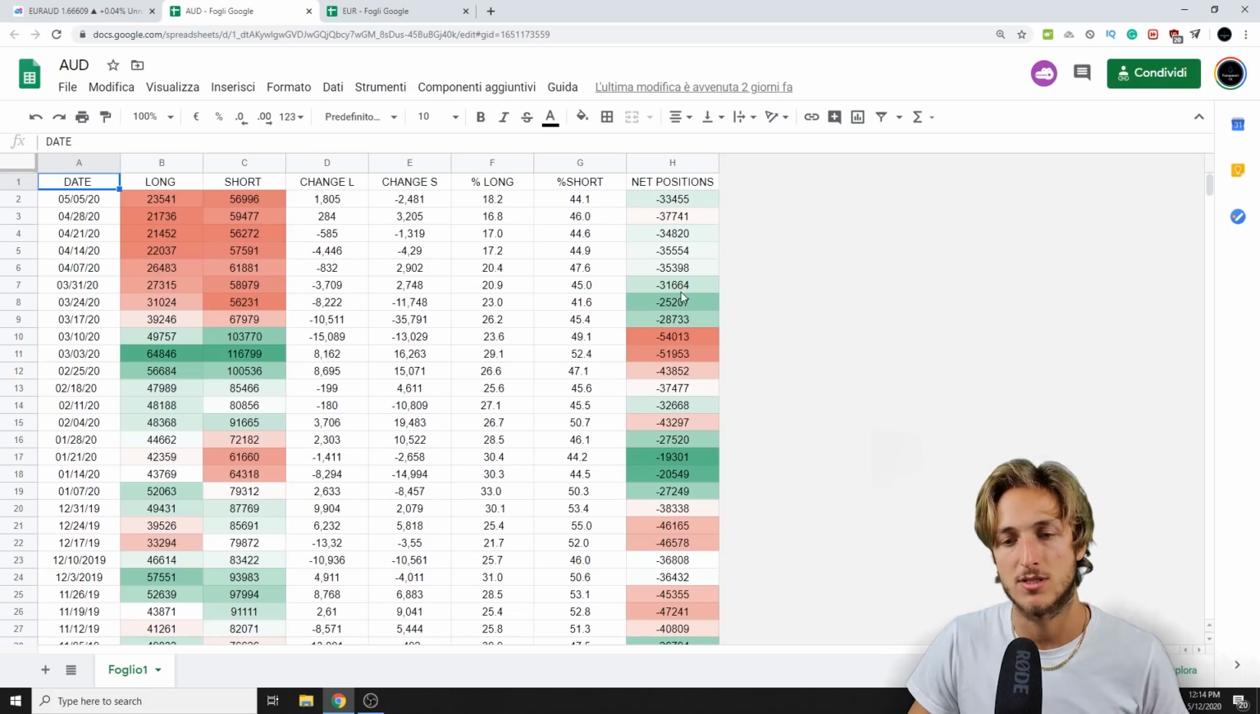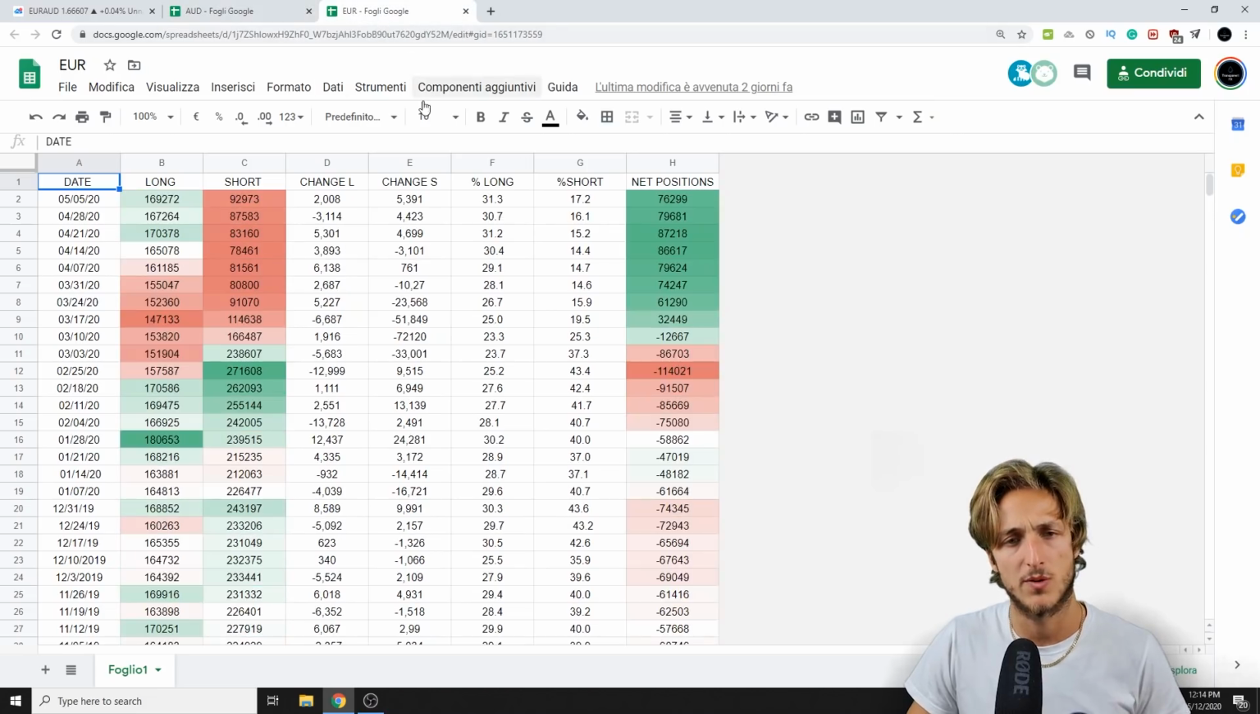But look at recently what is going on, from minus 25K to minus 33K. So actually it's already starting to get weaker. Now, if we go and see what the situation is from a euro perspective, we can see that the net positions went from minus 114K net positions to plus 76K net positions. So a clear increase in the positioning from a long perspective rather than a short perspective.